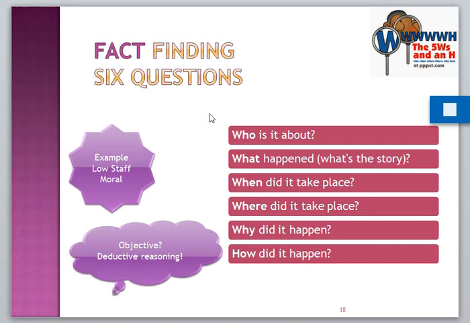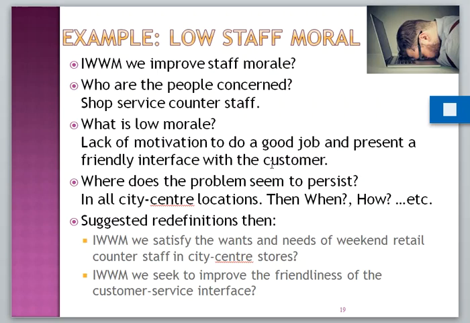Who is it about? When you have a problem you are dealing with, who are the people dealing with this problem? What exactly is happening? What is the story? And when did it take place? And where exactly is the place you are talking about? Why did this happen, and how? If you collect information about these six areas, that would help you exactly define the problem.